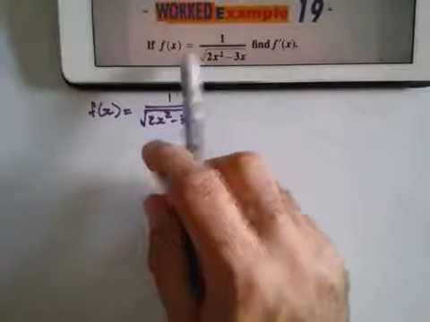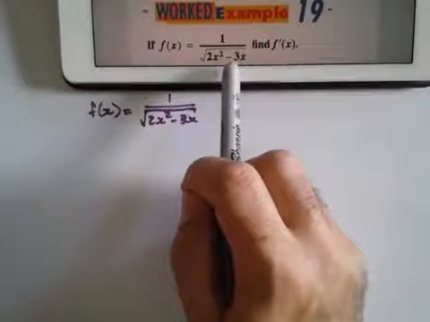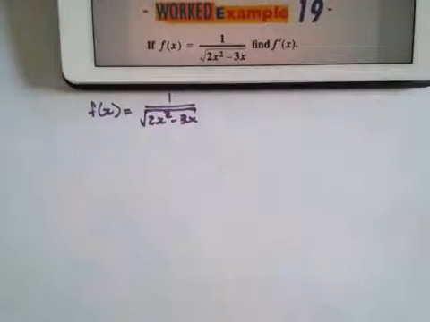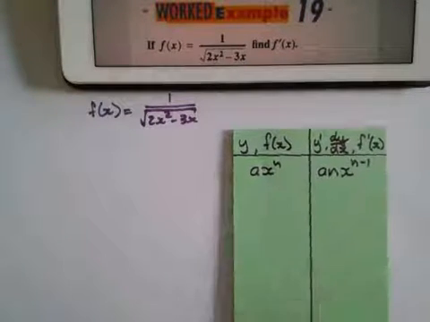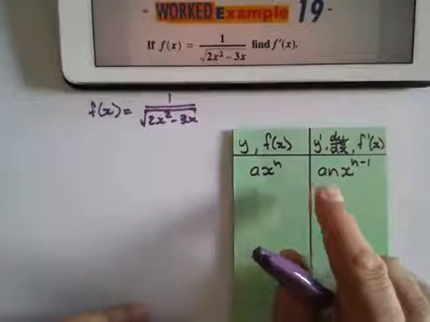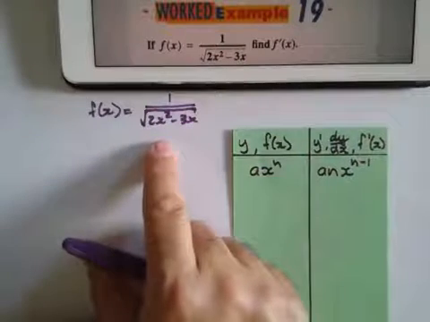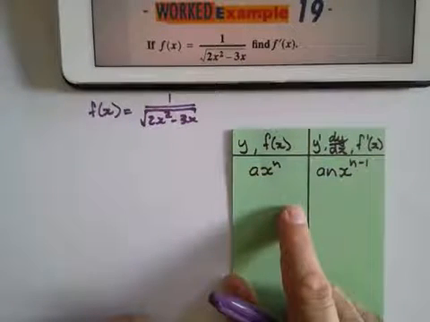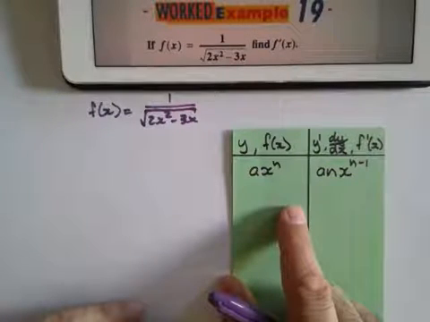If f(x) equals 1 divided by the square root of 2x squared minus 3x, find the derivative of x. Now, this is the only rule that we have at this stage: ax to the power n. If I find a derivative, I find this. Now, this question is obviously not in this way, which means I'll have to use some other rule.